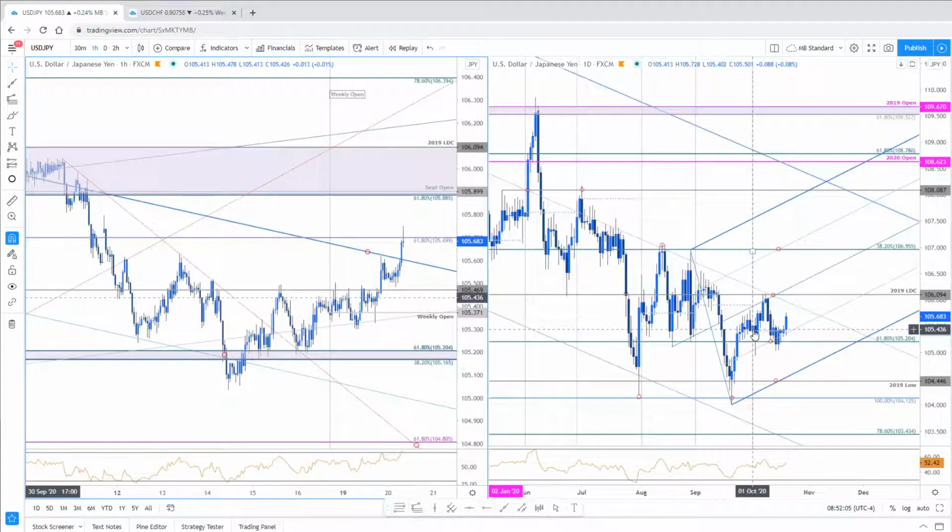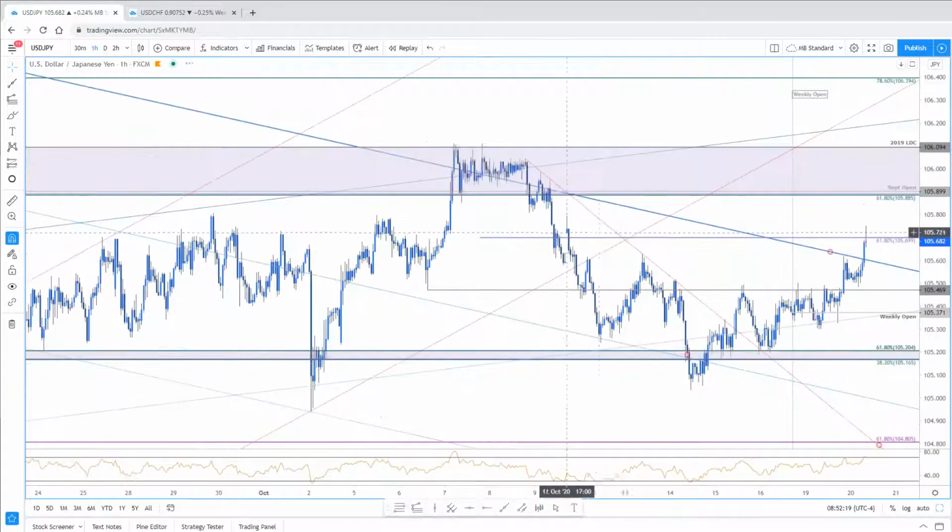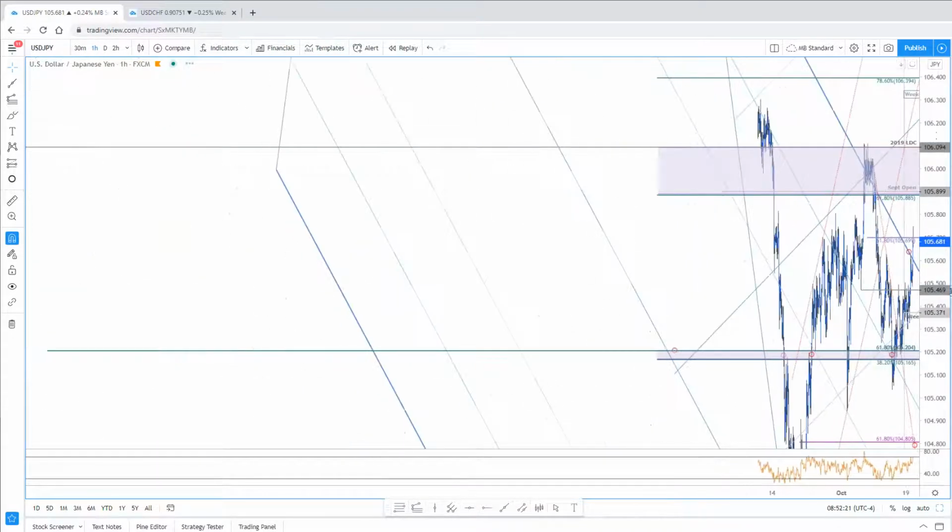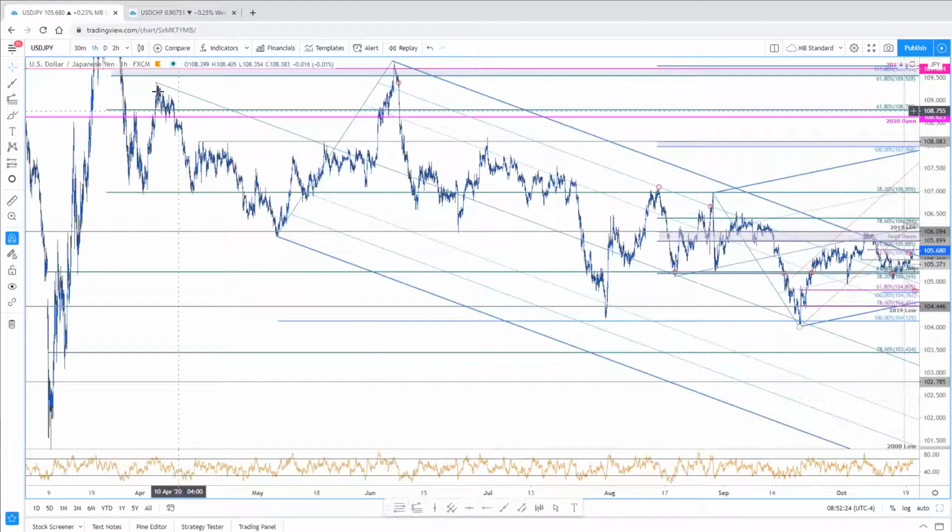Here's dollar yen on the monthly open. You set a low, you set a high in the first 8 days of trade, and we've been in that range ever since. Wait for the breakout here. Here's the slope we've been following, just to put things in perspective.